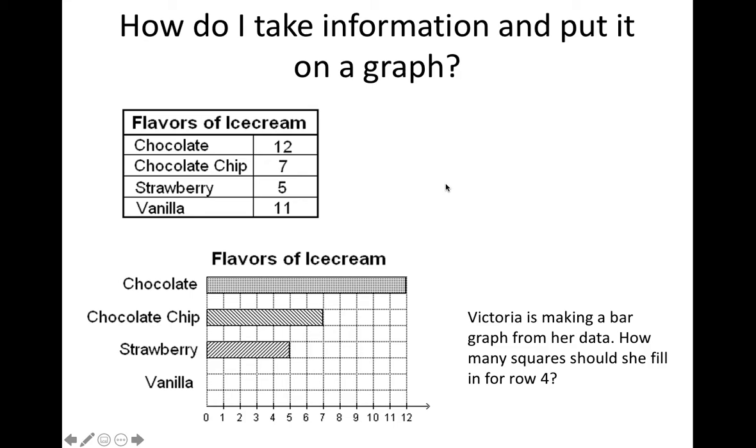So here's another example of a bar graph and how we can take information here and plot it or draw it on our graph. So it says Victoria is making a bar graph from her data. How many squares should she fill in for row 4? So over here she's comparing the flavors of ice cream. So she has 4 flavors: chocolate, chocolate chip, strawberry, vanilla.